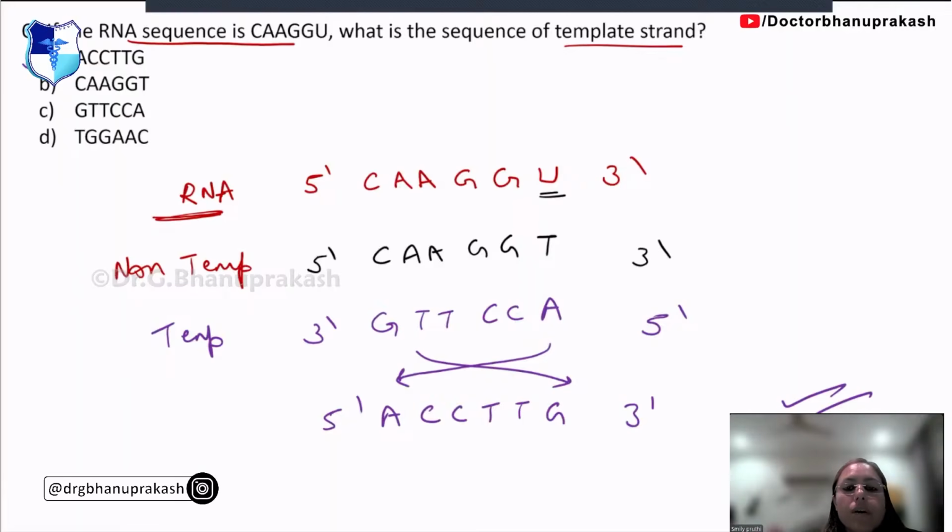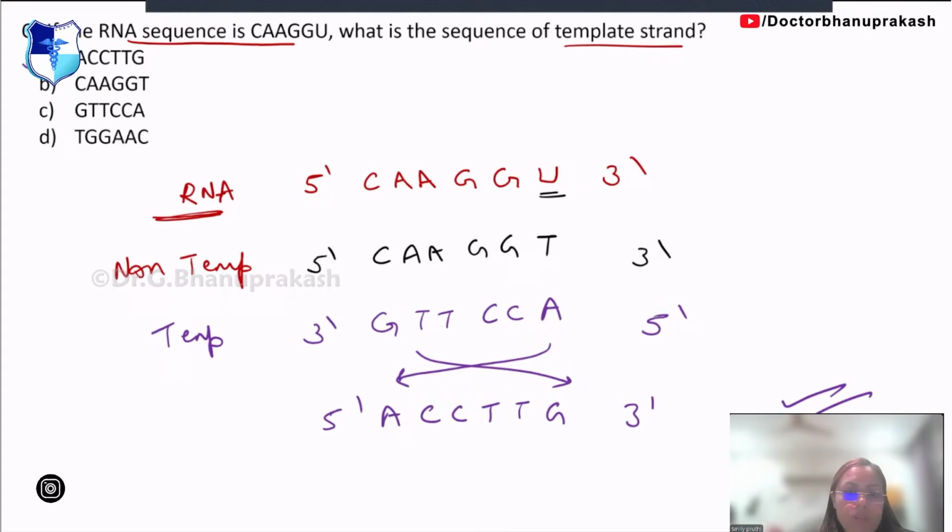First, RNA is given, so you need to take care of direction. Obviously left is 5 dash. Then the non-template is almost the same as RNA, just replace U with T. Then the template strand of DNA is complementary to the non-template strand, so it is 3 dash on the left-hand side. Now we will bring 5 dash to the left-hand side: A, C, C, T, T, G. Answer is A. If a question is given where they have given the sequence of the template strand of DNA and they are asking for the RNA, then also you have to follow the same thing.